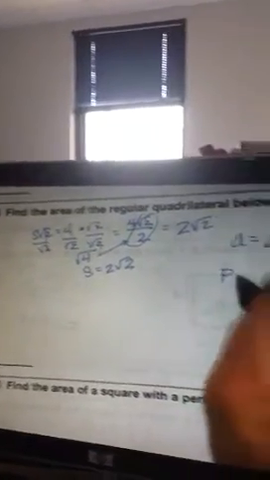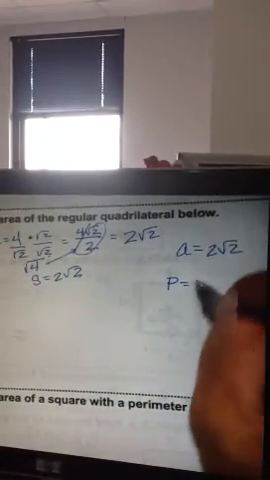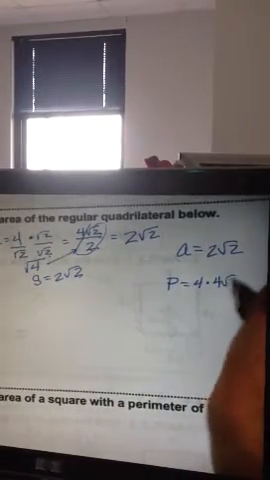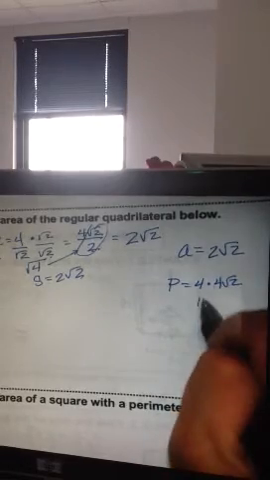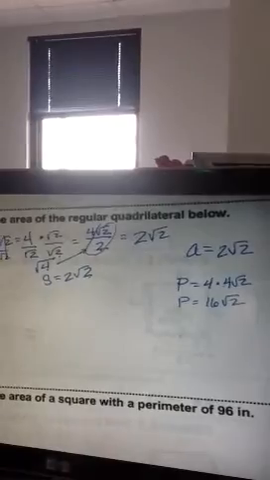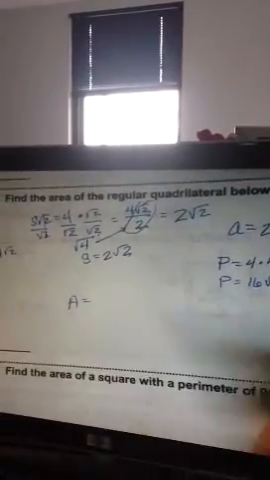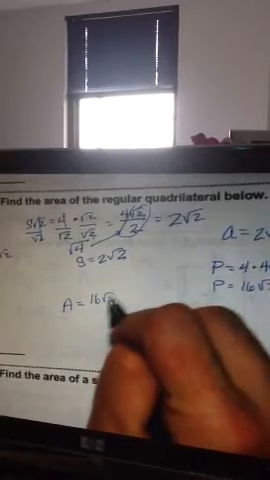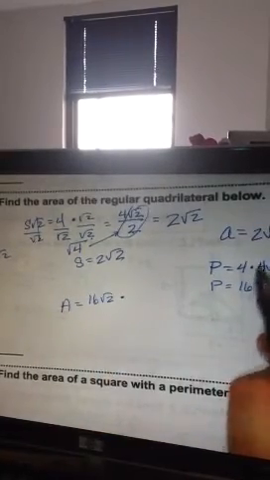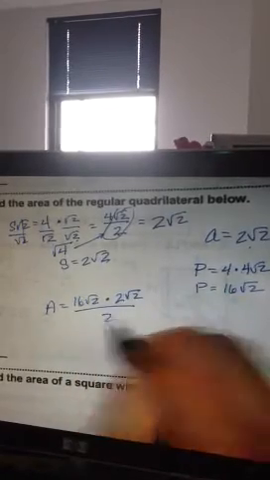So our perimeter, there's 4 sides that are 4 square root of 2. So that would be 4 times 4 square root of 2. And 4 times 4 is 16. And you still have the square root of 2. We have our perimeter. Now we're ready to plug it into our formula. Area equals perimeter, 16 square root of 2, times apothem, 2 square root of 2, and then divide by 2.